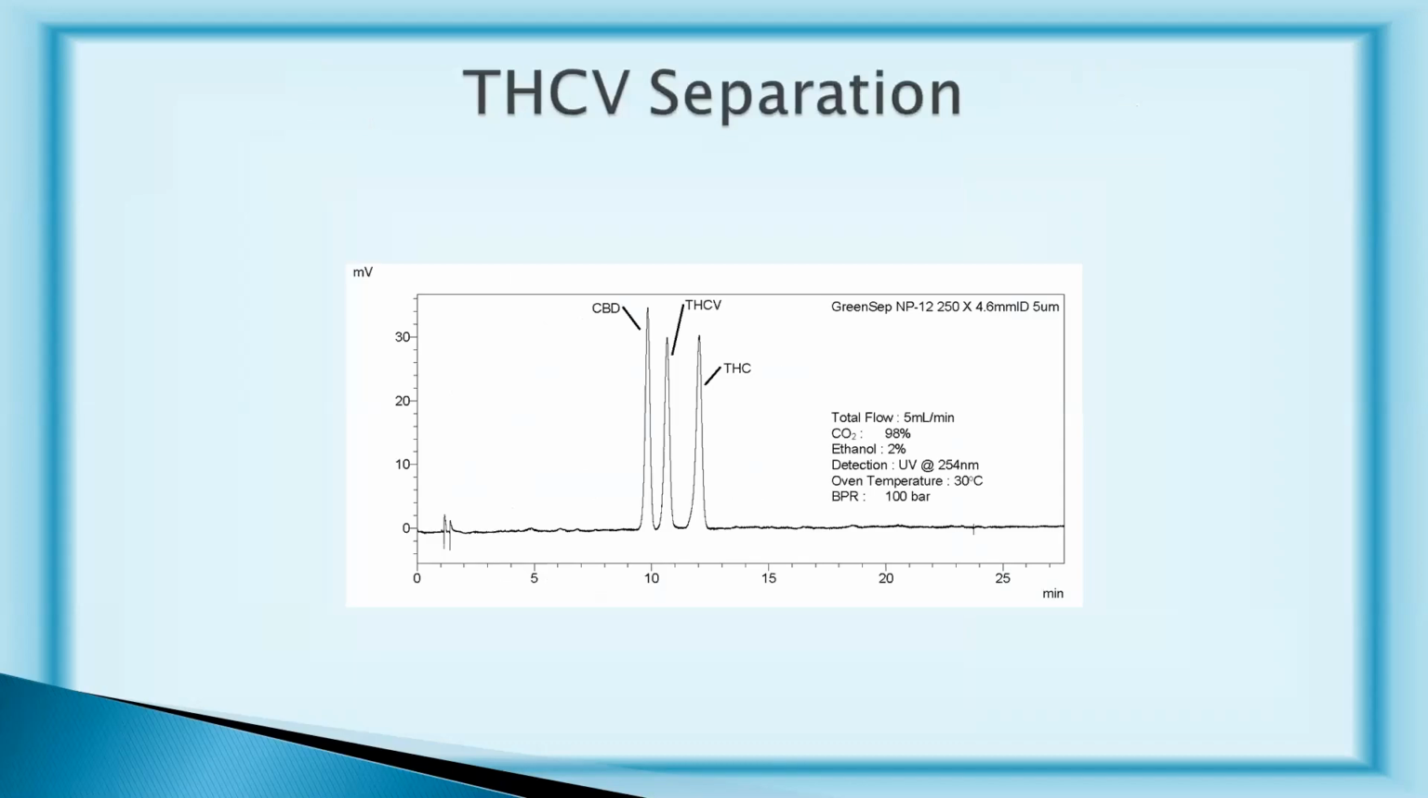And we actually developed another MP stationary phase called MP12 to optimize the separation of CBD and THCV so that we can actually get baseline separation of CBD, THCV, and THC. So the THC and THCV are well separated in this example. And again, we're at 2% ethanol. We're trying to keep the co-solvent to a lower amount.